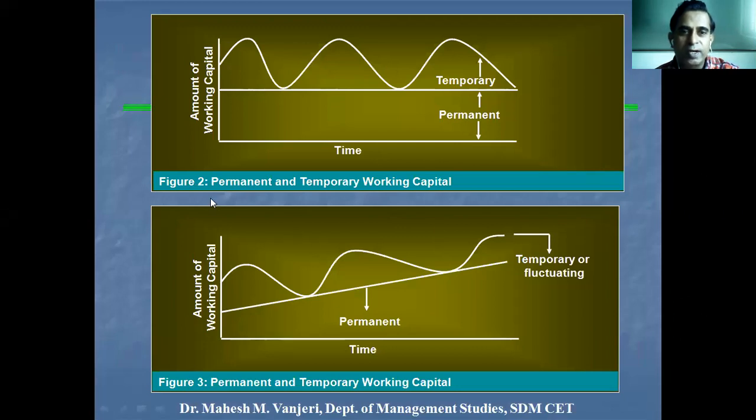So dear students, figure 2 represents permanent and temporary working capital. As you can see, along the y-axis is the amount of working capital required, and along the x-axis is the time. The flat line is some minimum level of working capital required to carry on the day-to-day transactions.